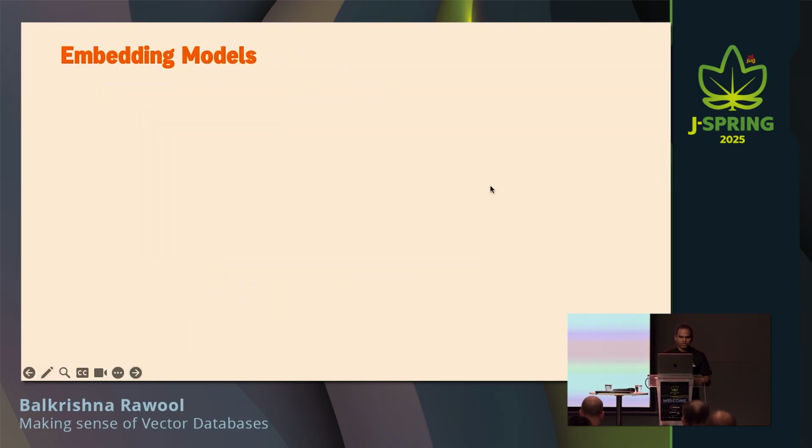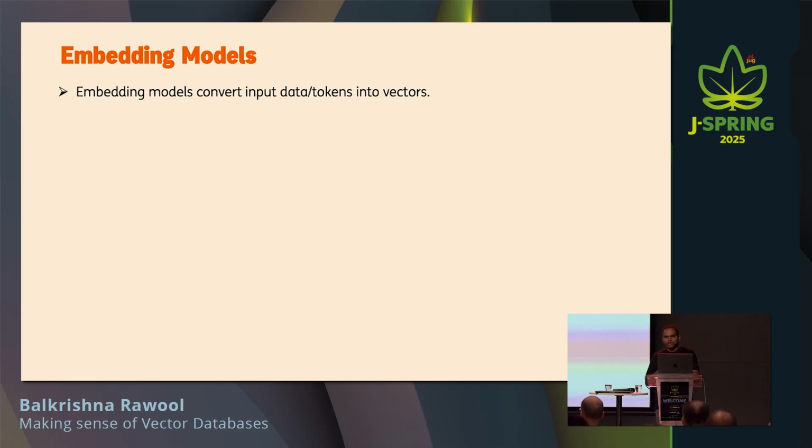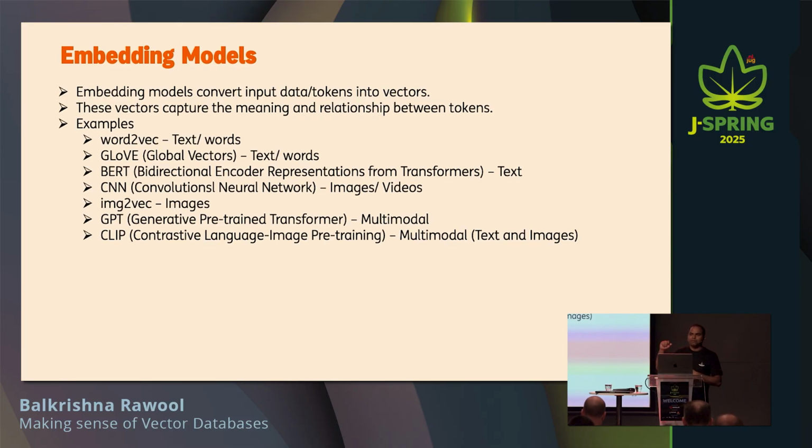Let's move on to the next part, which is embedding models. Embedding models convert input data into vectors, right? These resulting vectors capture the meaning of the data, but they also capture the relationships between this data. There are many embedding models, like the ones listed here, but there are many more. In this list, models like Word2Vec, GloVe, and BERT work on text data. So you can pass text inputs, and they convert those texts into vectors.